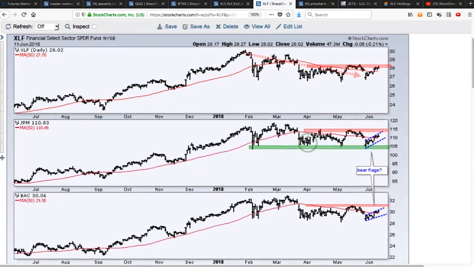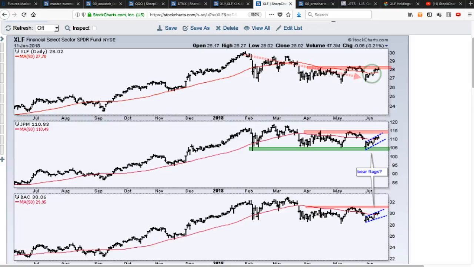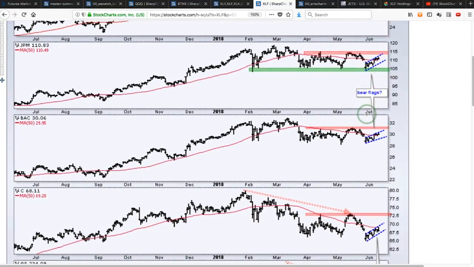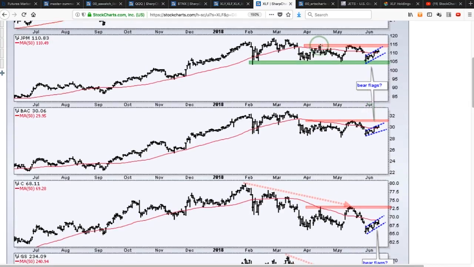So here is XLF in the top window. We've already seen that chart. And then I've got JP Morgan and Bank of America and Citigroup in the next three windows. And there you can see these big resistance levels, April, May highs there. All right. JP Morgan didn't break above. Bank of America did not, even though they're holding support here.